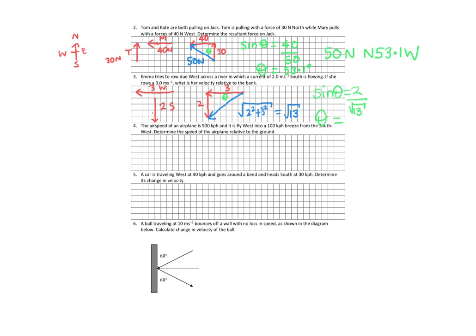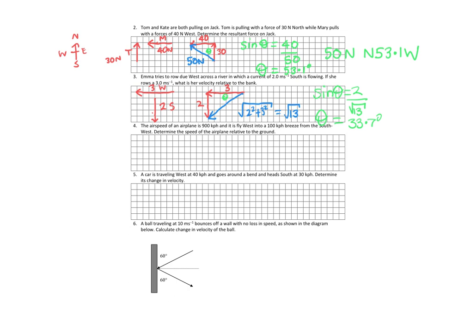Turn my calculator back on. Shift sine, 2, divide, I'm using a new calculator, I can't find the square root button. Oh, there it is. 2 divide square root of 13 is equal to 33.7 degrees.